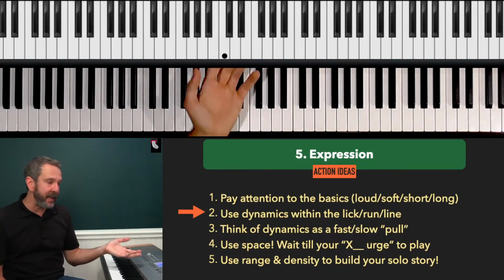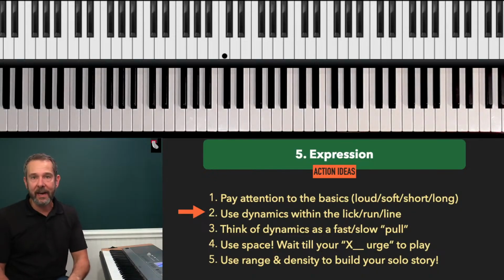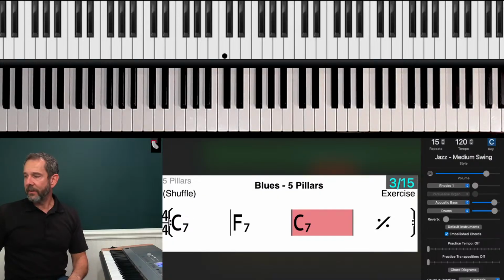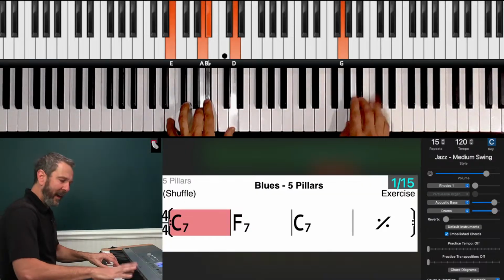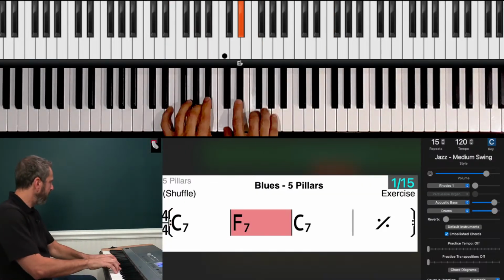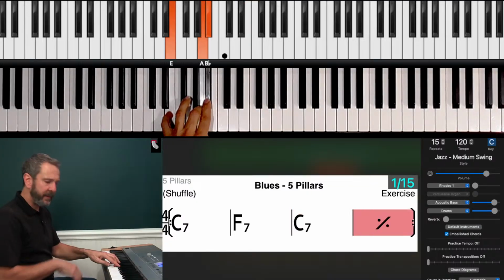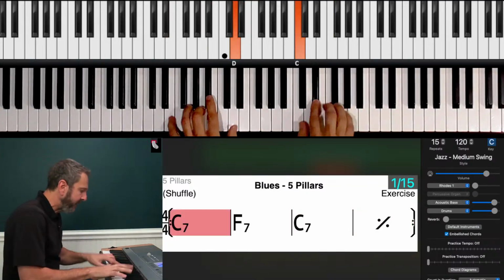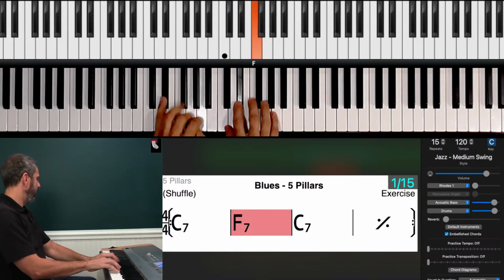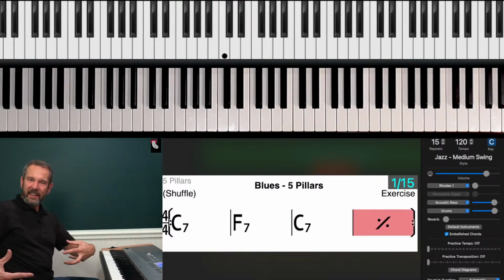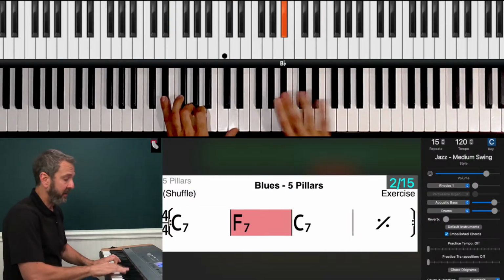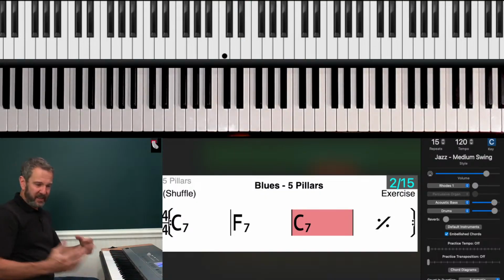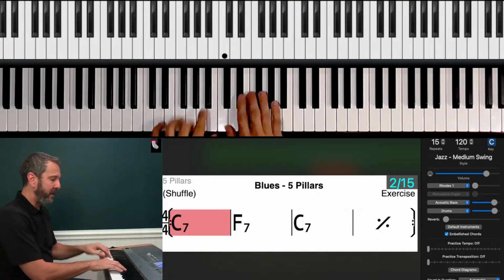Next one, use dynamics within the lick, the run, the line, right? A lot of times students forget about this. So let's take this again. Notice, take a listen to dynamics. Listen to that again. How I started kind of loud and I went soft? Started soft, went loud, and then went back to soft.